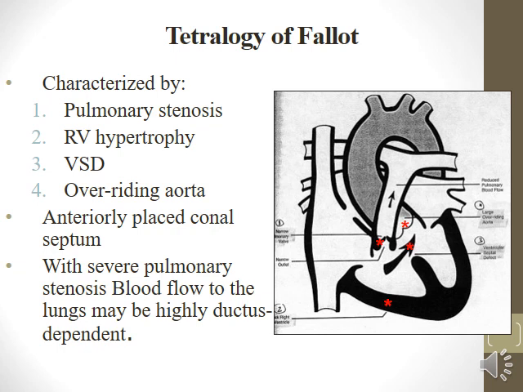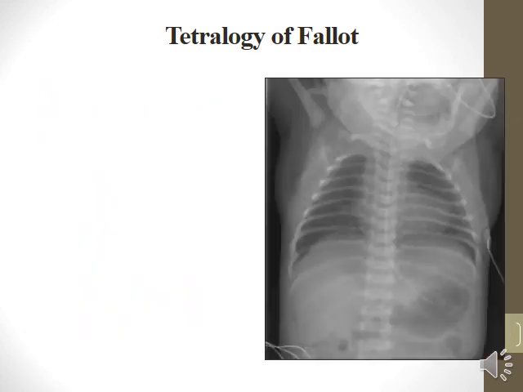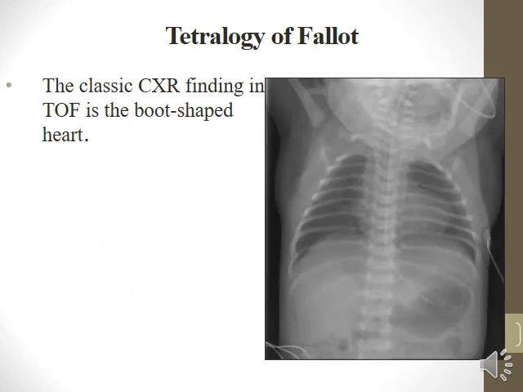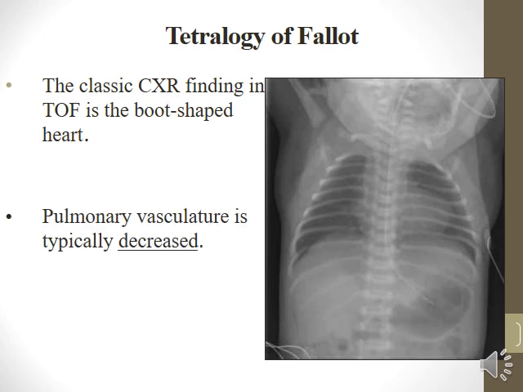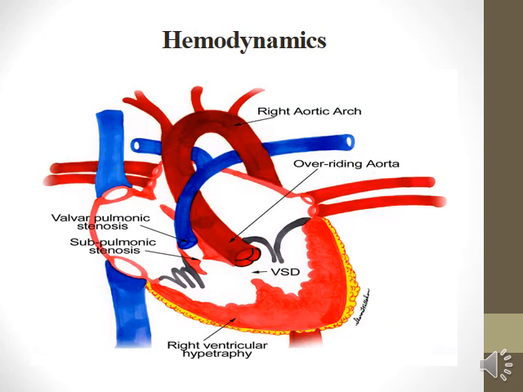With severe pulmonary stenosis, blood flow to the lungs may be highly ductus dependent, because blood is not going to the lung through the pulmonary valve, because there is a severe stenosis. In that case, blood from the aorta comes to the pulmonary artery by the ductus arteriosus. Chest X-ray shows a boot-shaped heart. Pulmonary vasculature is decreased.